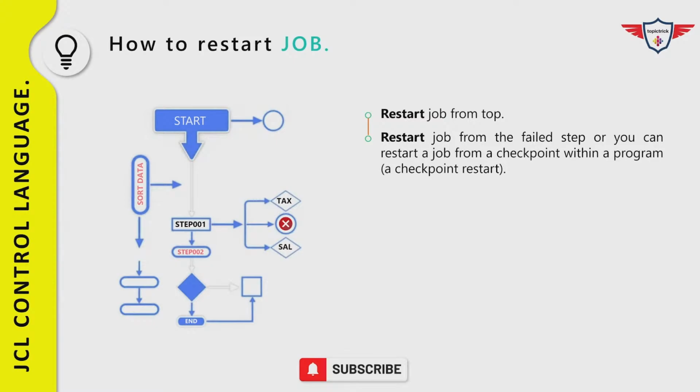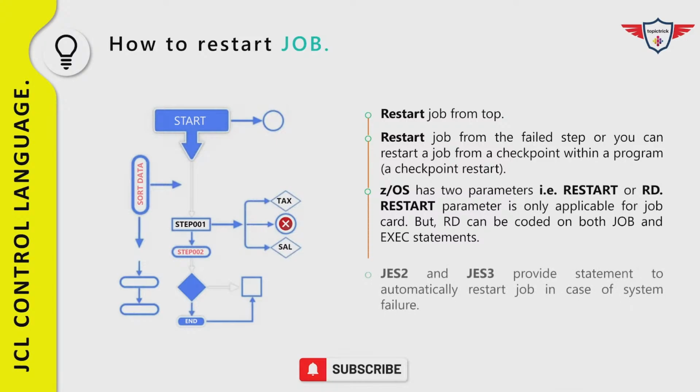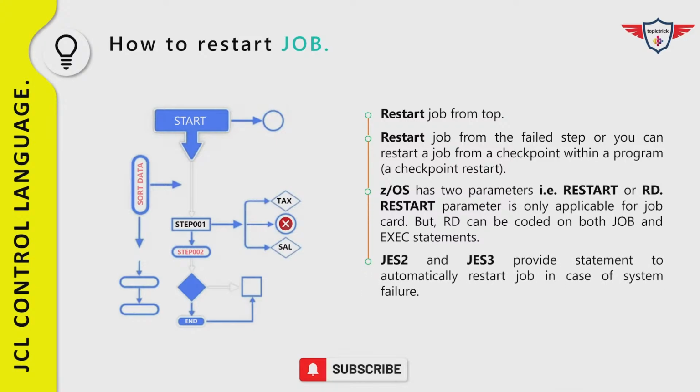So there are two different parameters that are used to restart a job. The first one is the RESTART parameter that can be coded on the JOB statement and it is used to handle your job failure. So you need to just specify the RESTART parameter followed by an equal sign and then the step from where you want to restart your job. In addition to this, you have JES2 and JES3, and both provide statements that can be used to restart a job automatically in case there is a system failure. So in this session, we will only focus on the JCL RESTART parameter because that is very commonly used to restart your job. So now let's focus on the syntax of the RESTART parameter.